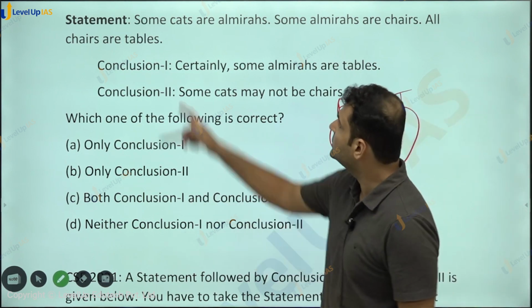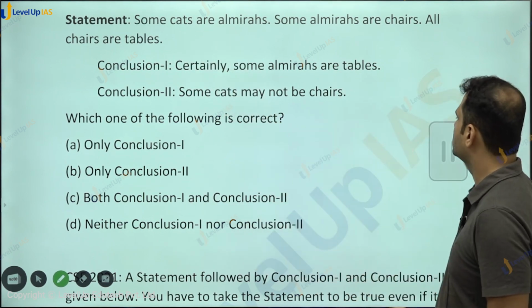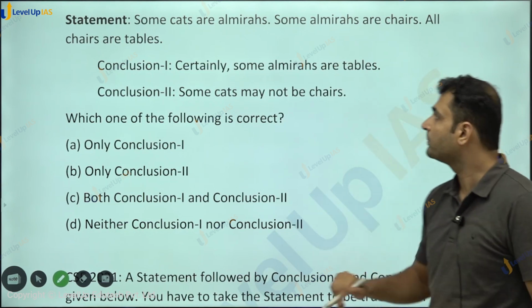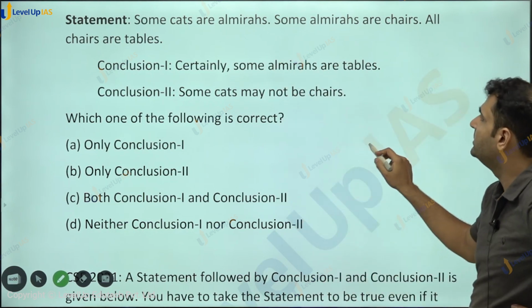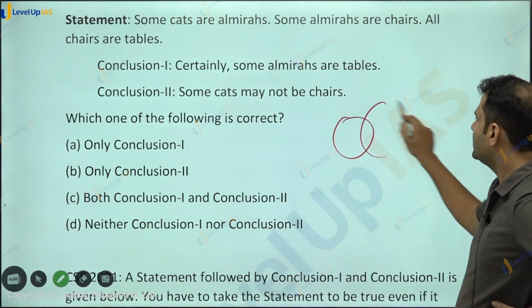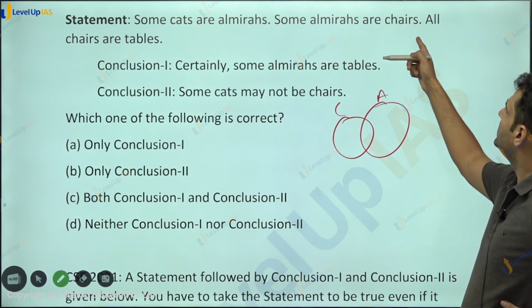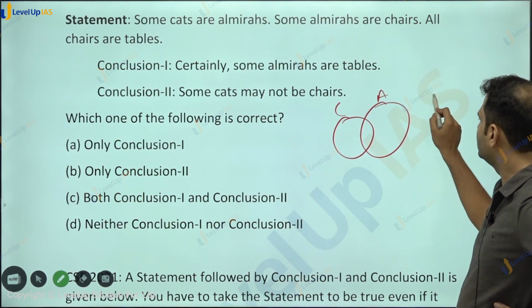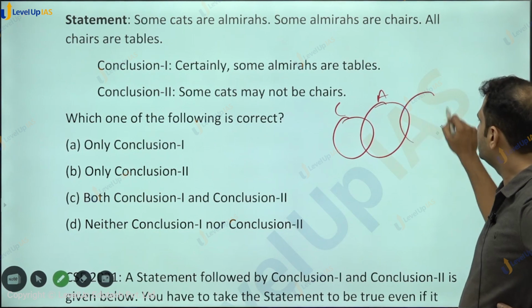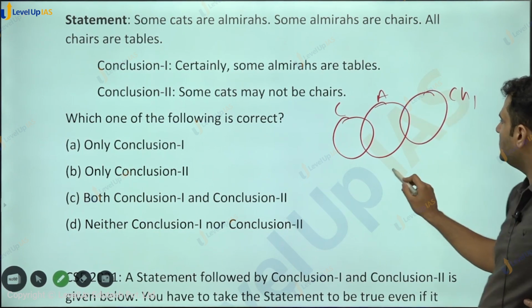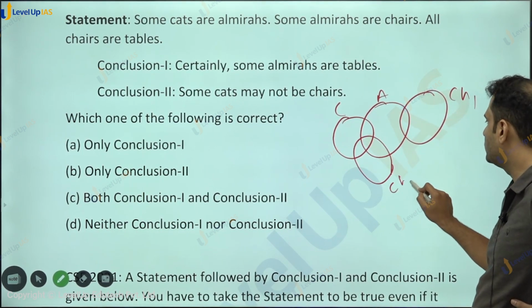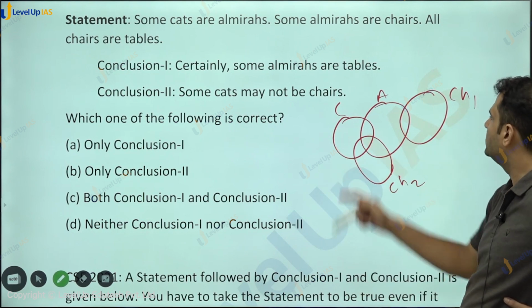Oh, sorry. These are the statements. These are the conclusions. Statements are here. I'm sorry. Here we have some cats are almirahs. Then some almirahs are chairs. So we can have chairs like this, chair 1 possibility. We can have chair like this, chair 2 possibility. Some almirahs are chairs. This also can be there.